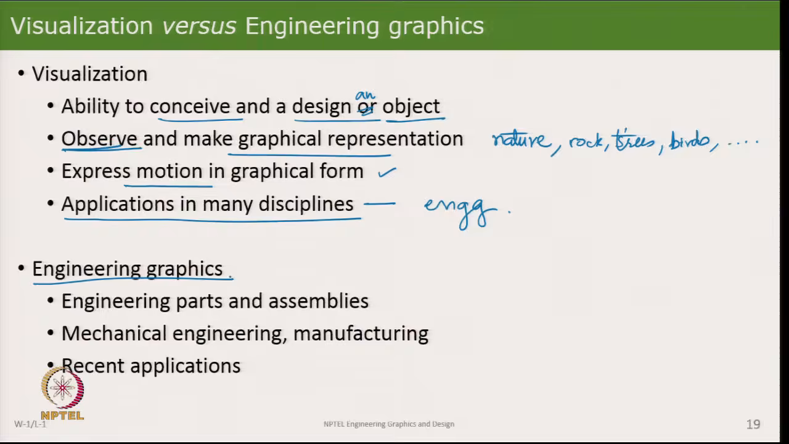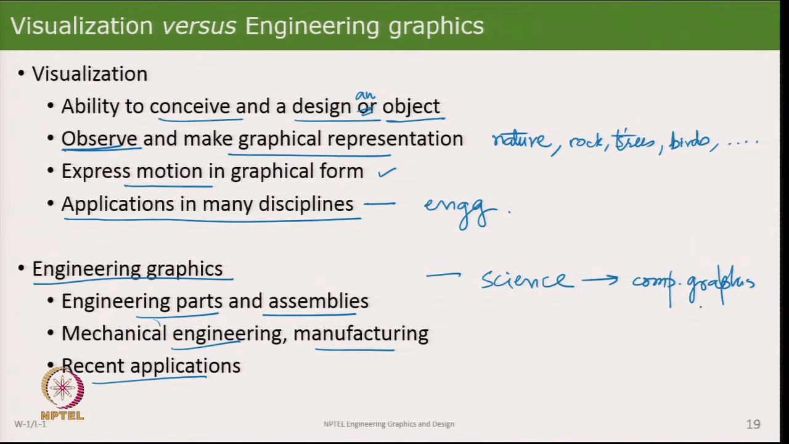So, in engineering graphics, we largely end up looking at engineering parts and assemblies, in mechanical engineering, manufacturing, and some more recent applications. But graphics also gives you a look into the science of it, which we do not learn in this engineering graphics course, but this becomes the basis of computer graphics, and which later on can give many more courses like image processing, and these again are no longer restricted to any one discipline or the other.